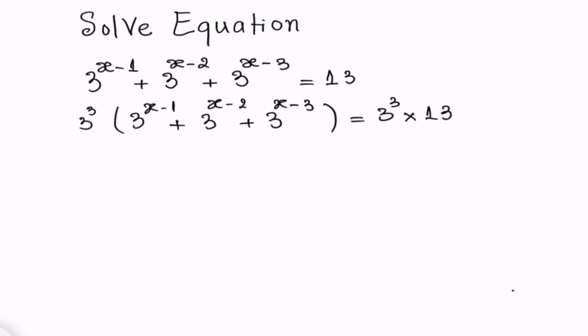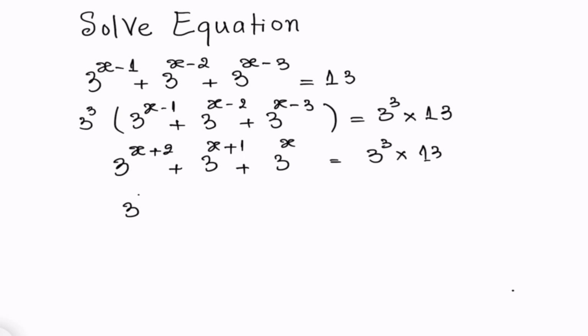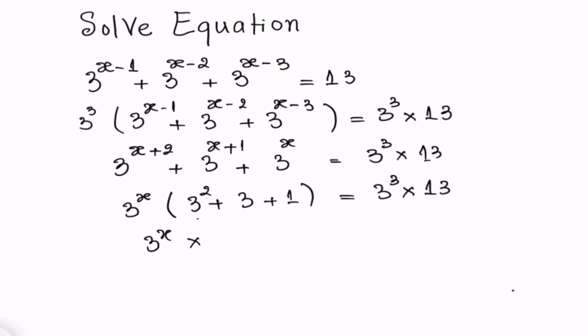Okay, so then we have to expand this expression. Then we will get 3^(x+2) + 3^(x+1) + 3^x equal to 3 cube multiplied with 13. Okay, so then we can take 3 to the power x in common. Then we will get 3^x (3 square + 3 + 1) equal to 3 cube multiplied with 13, and then 3^x multiplied with, so the answer here is equal to 13, equal to 3 cube multiplied with 13.